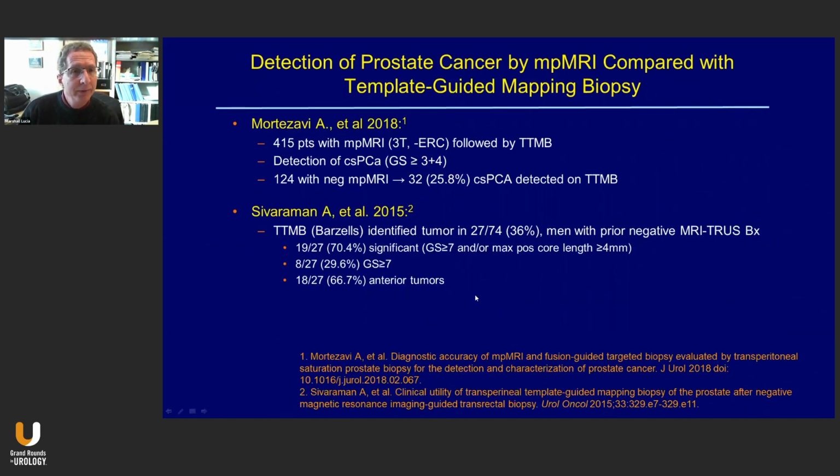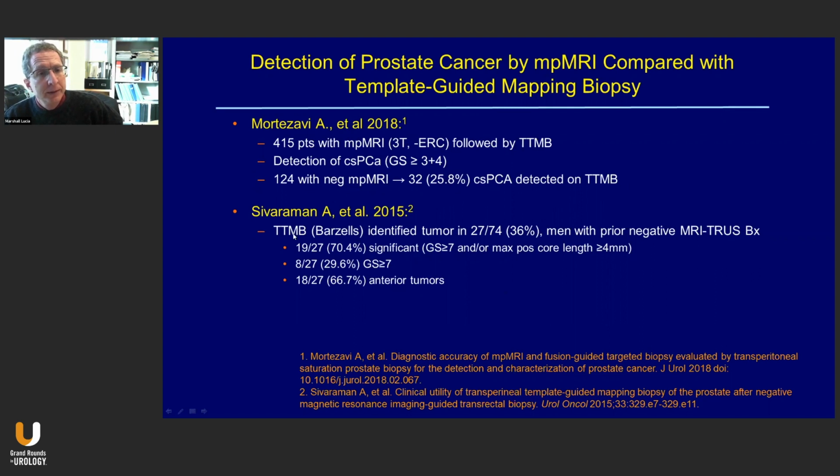Now, how do these combine with each other? There's a few papers on these. These two I'd like to highlight here. If you look at how multiparametric MRI compared with template-guided mapping biopsies, this is a study out of Europe looking at 124 patients who had a negative MRI, so no target to be able to biopsy, and then followed by having TTMP. And you can see over 25% of them had clinically significant cancer defined as 3+4 and above detected.